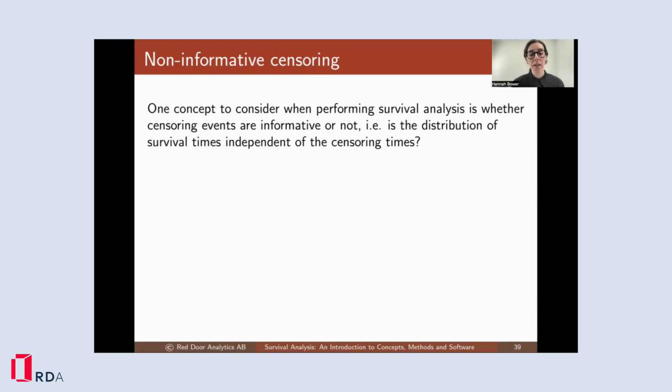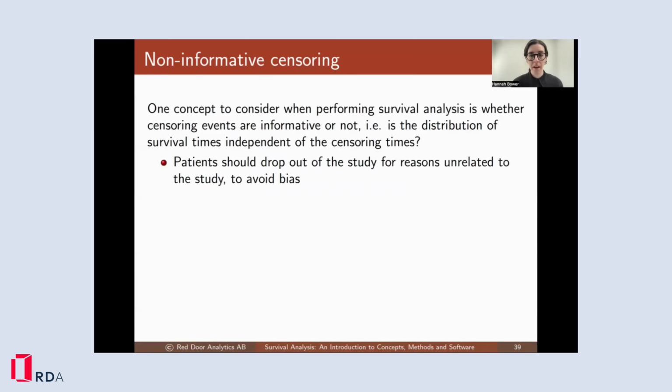So there's one important concept when it comes to censoring in survival analysis, and that is non-informative censoring. This is a concept to consider when performing survival analysis, and it's whether censoring events are informative or not, i.e., is the distribution of survival times independent of the censoring times? One way to think about this is to think about what would be informative censoring. But patients should drop out of the study for reasons unrelated to the study to avoid bias.